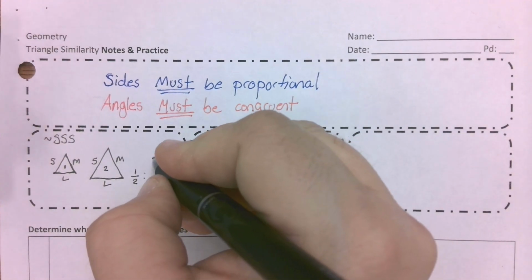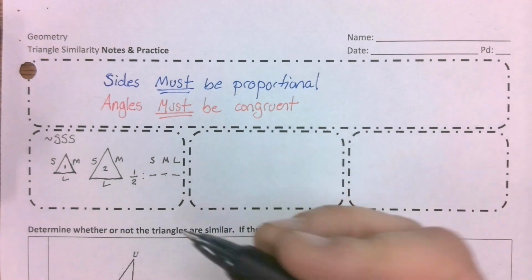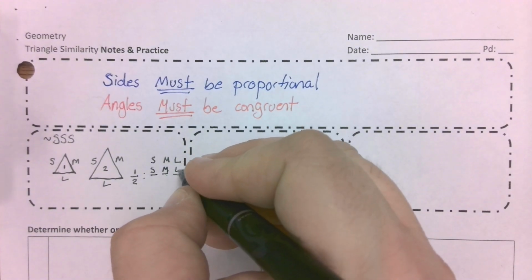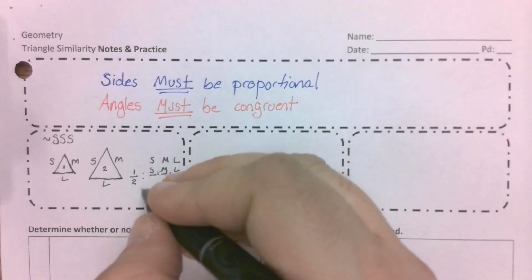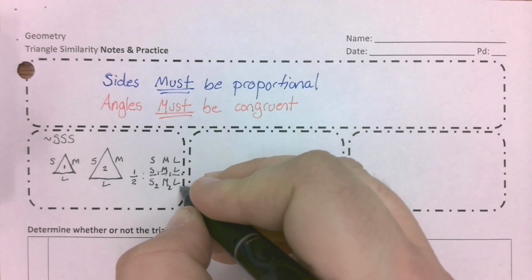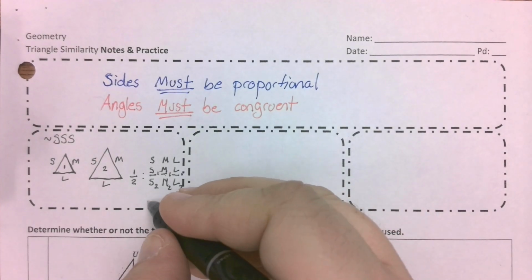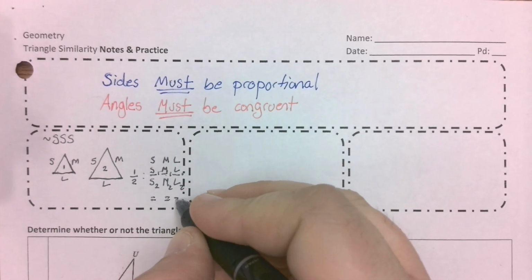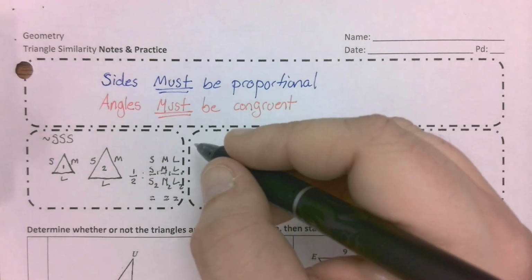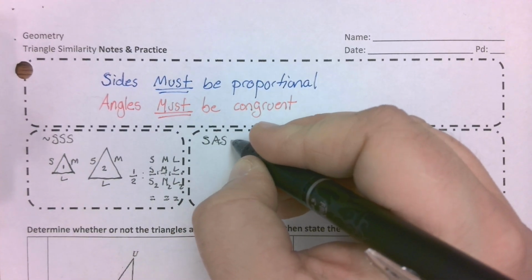Then we set it up so that you have small, medium, and large comparisons using fractions. I would take small, medium, and large from my little triangle, triangle 1, and compare it to the small, medium, and large of triangle 2. Then when I divide these, if they're all equal to each other, then you can say that they're similar.